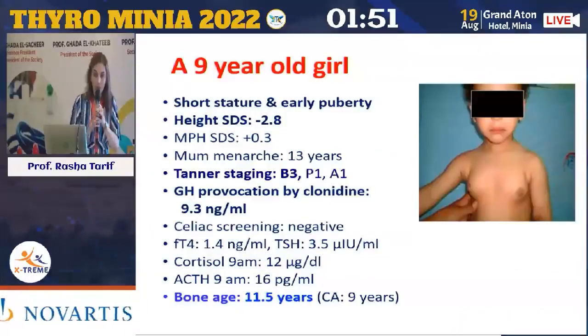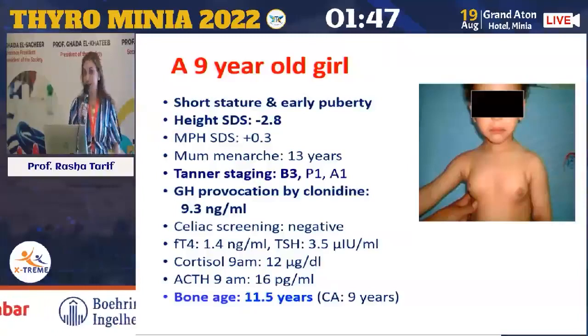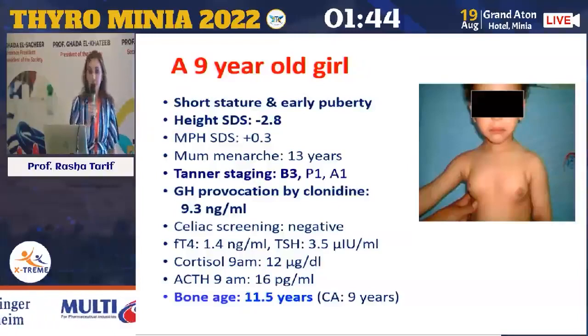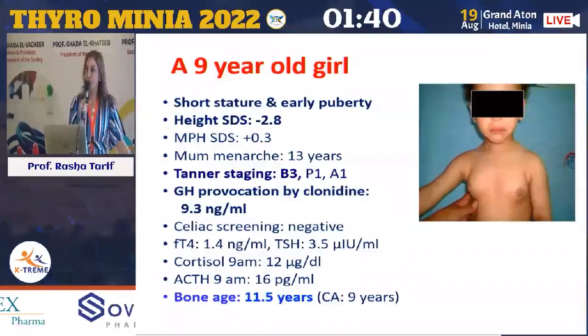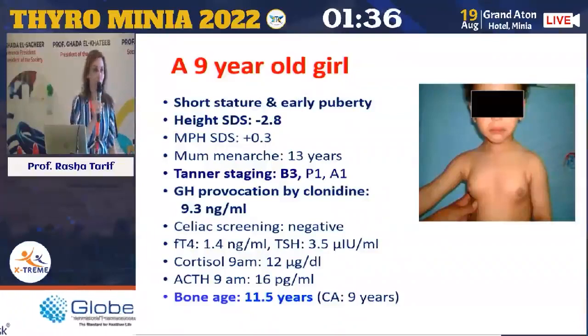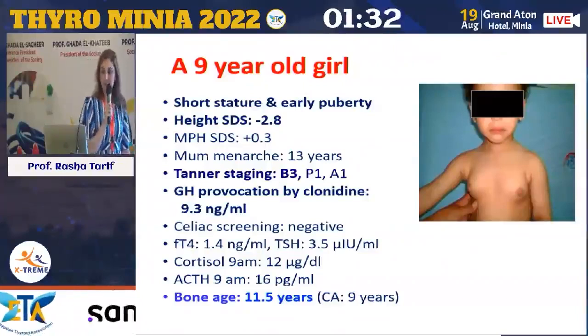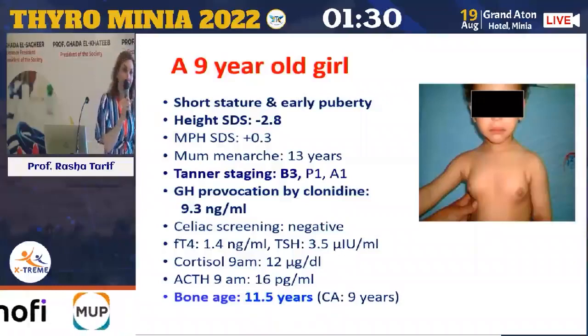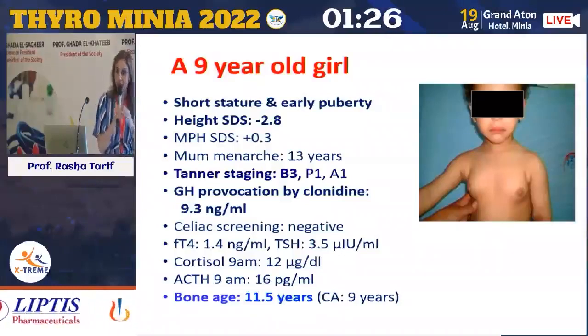Now, let me end with this 9-year-old girl, another debatable case. She came to me with short stature and early puberty. She's very short, minus 2.8, Tanner stage 3. Growth hormone stimulation is normal. Celiac, thyroid, adrenal, everything normal. The bone age is advanced. The girl is 9 years. The bone age is 11 and a half.